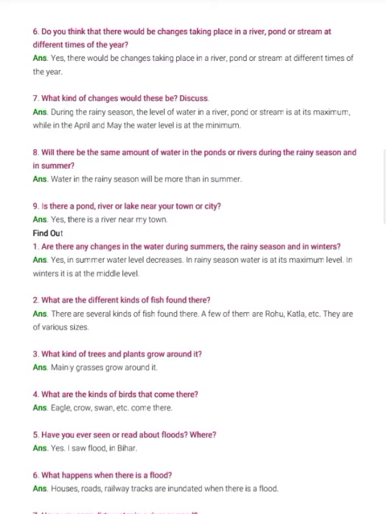Is there a pond, river, or lake near your town or city? Yes, there is a river near my town.